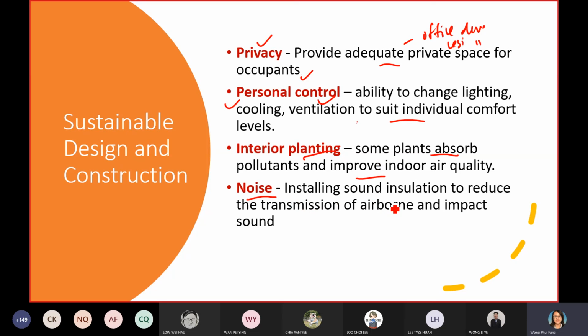Noise. Install sound insulation to reduce the transmission of airborne and impact sound. Noise is very important for hotel property, and office property is also very important because, as I said just now, noise is a disturbance. So if the noise insulation is not good, when you are working, you can hear somebody talking on the other side of the wall. So that is not good already, because when you have disturbance, you cannot focus, which will affect your work productivity.